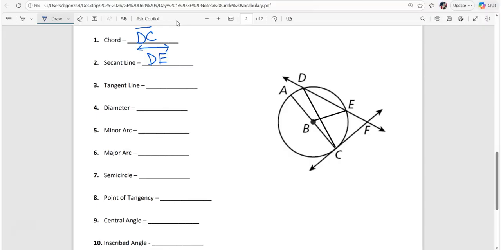Okay. Tangent line. Instead of hitting the circle 2 times, a tangent line touches a circle at one point on the edge and keeps going. So do you see a line here that touches the circle 1 time on the edge?